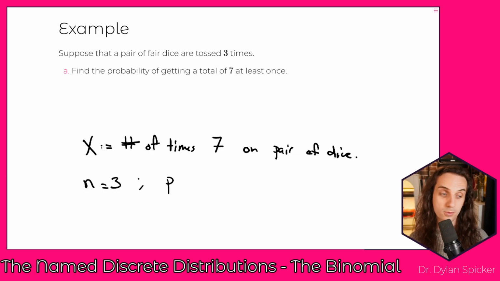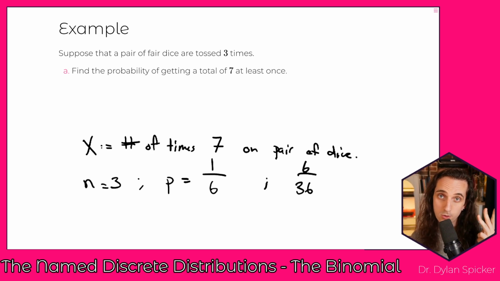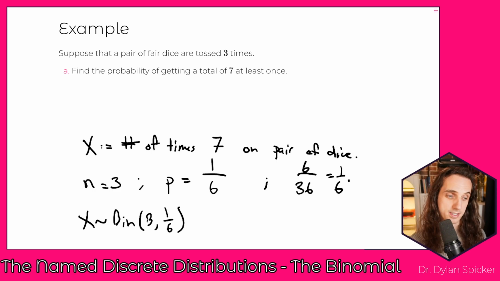In terms of the probability, well, the probability that we are going to roll a 7 is actually going to be 1 in 6, right? How can we figure this out? Well, we know that there are a total of 36 possible rolls on the dice. If you roll 2 dice, there are 36 total outcomes, and 6 of those are going to equal 7. And that's if you roll a 1 and a 6, a 2 and a 5, a 3 and a 4, a 4 and a 3, a 5 and a 2, or a 6 and a 1. So there are a total of 6 of those. So 6 out of 36, which is 1 in 6. And so then what we know here is X is going to be binomial with n equaling 3 and p equaling 1 over 6.